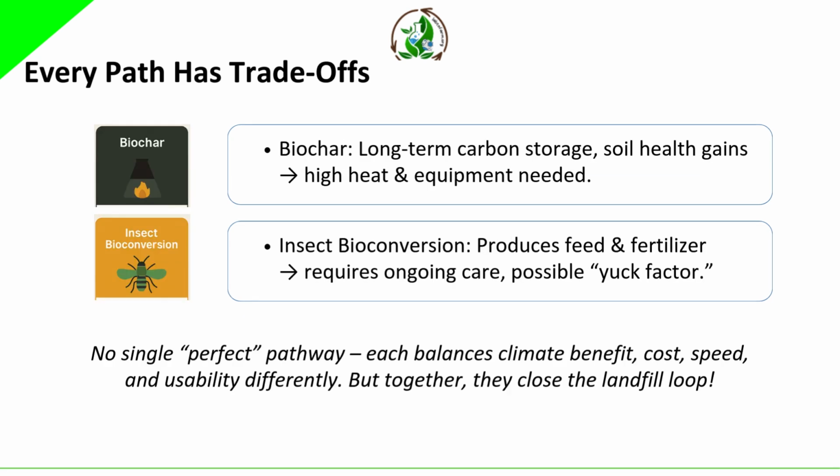When we compare these methods, we're not just asking which is best, we're asking, best for who, where, and under what conditions? A school might choose bokashi for simplicity. A city might invest in digesters for energy recovery. A farmer might use biochar for soil health. The right fit depends on balancing carbon savings with cost, practicality, and benefits.